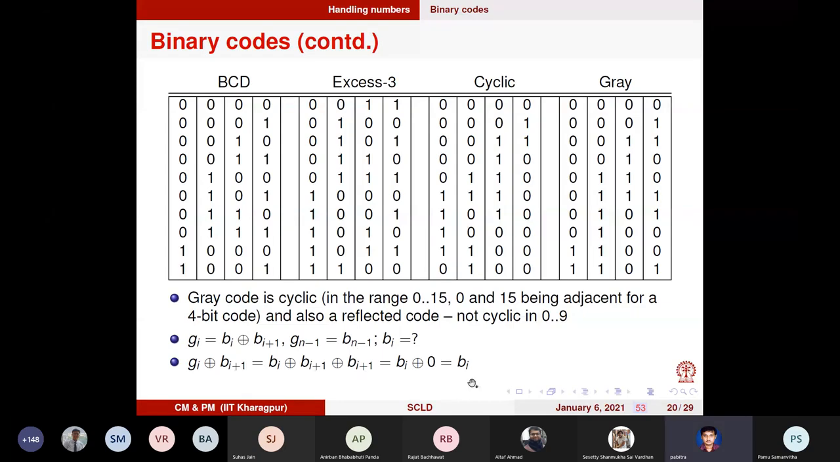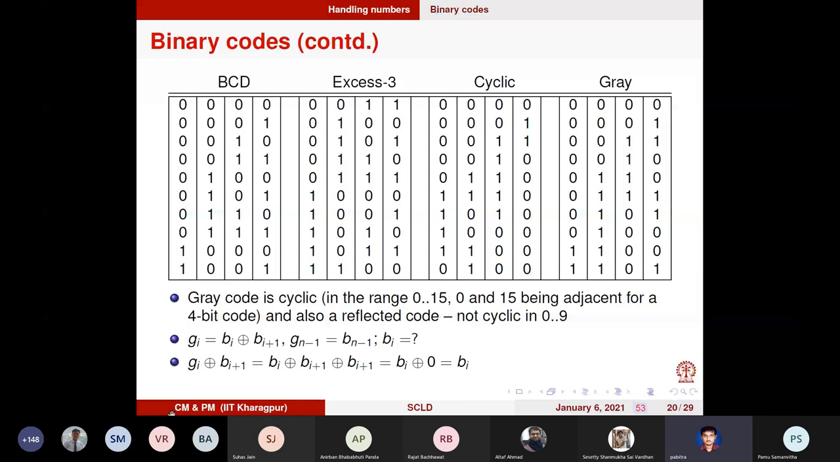So now how do I get back Bi from Gi? I have already derived this. Gi XOR Bi plus 1 is Bi itself. So to get Bi, what I have to do, I have to look at the ith bit in the gray code and XOR it with the previous more significant binary bit, which is Bi plus 1.